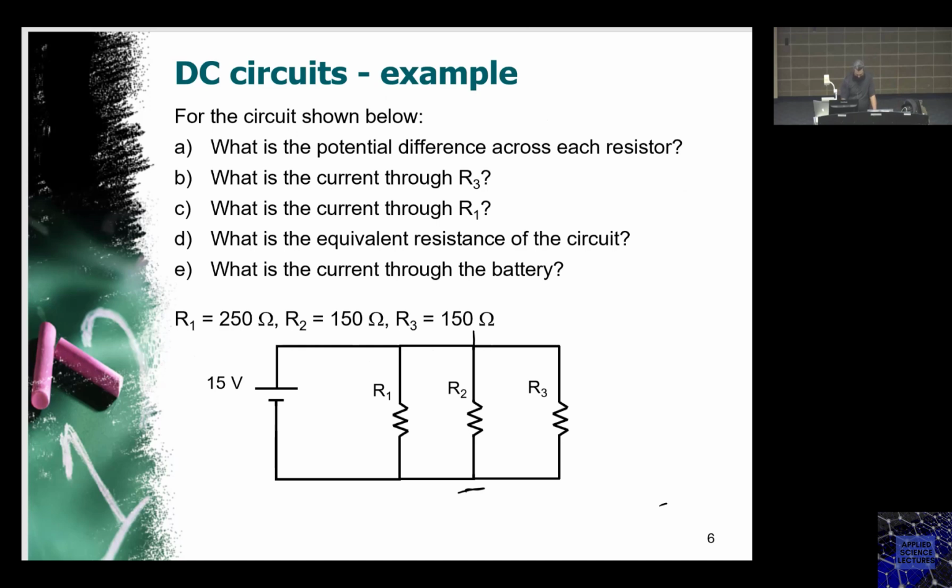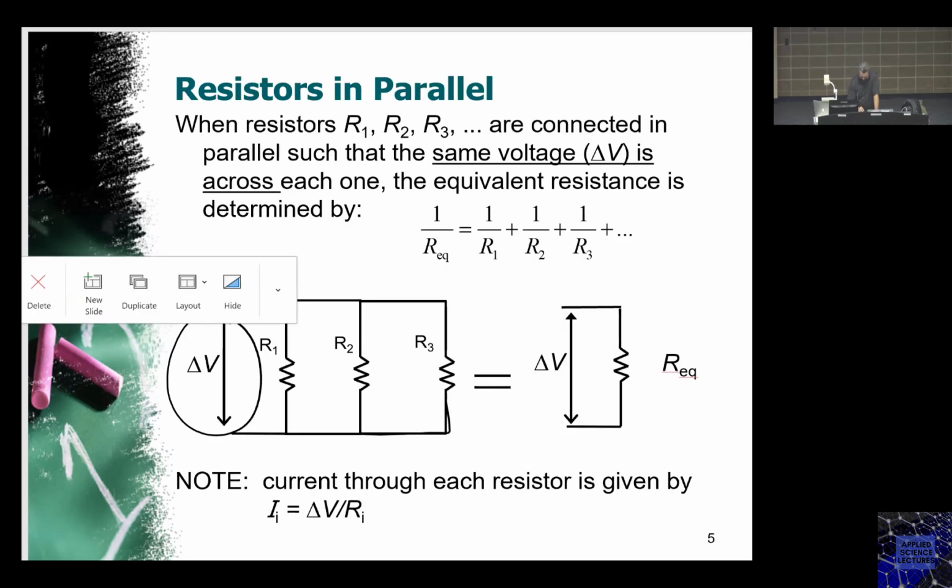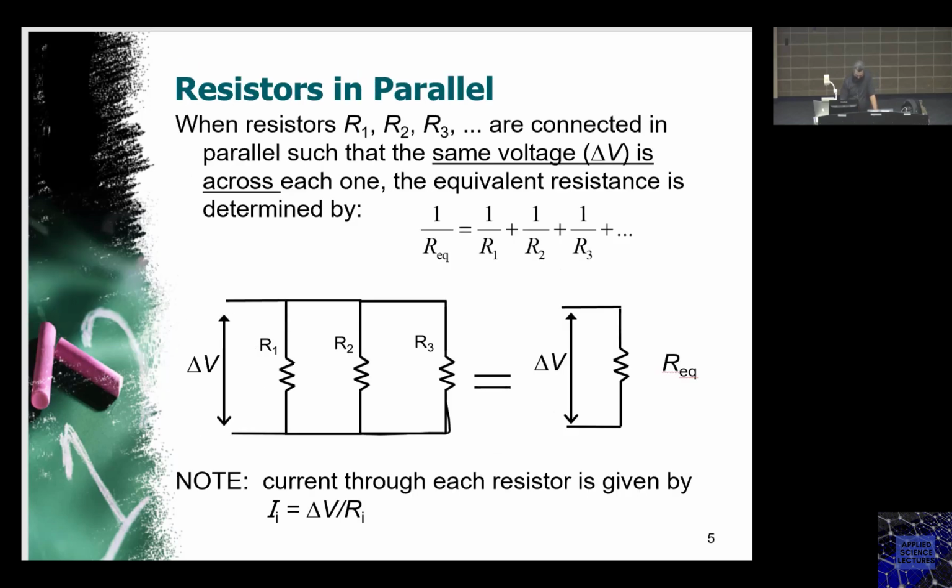So the general expression for calculating the equivalent resistance for three resistors that are in parallel is that the inverse of the equivalent equals the summation of the inverses of all of them. So this is the general expression, which is 1 over R equivalent equals 1 over R1 plus 1 over R2 plus 1 over R3. This is the general expression for calculating the equivalent resistance.